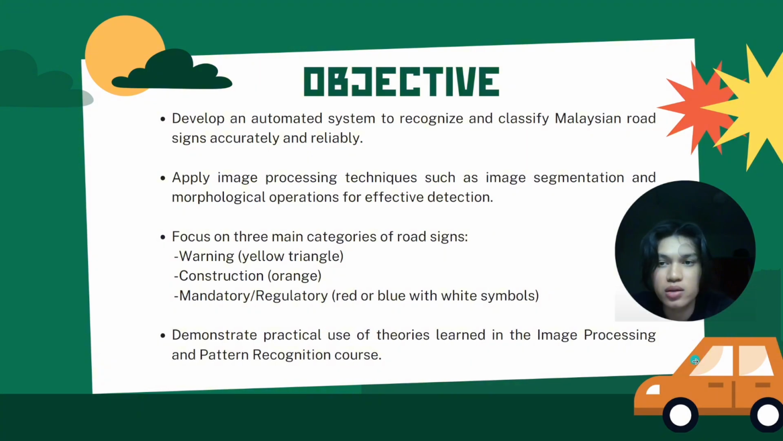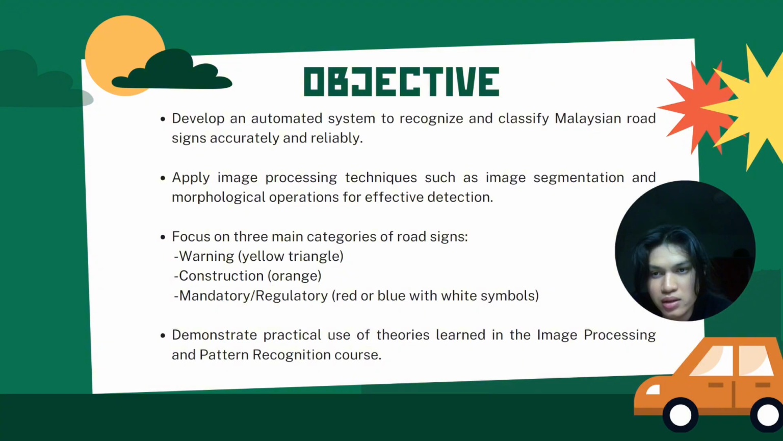Next, the objective of our project is to build a system that can automatically recognize and identify Malaysian road signs. How we do this is by applying image processing techniques such as image segmentation and morphological operations for effective detection.